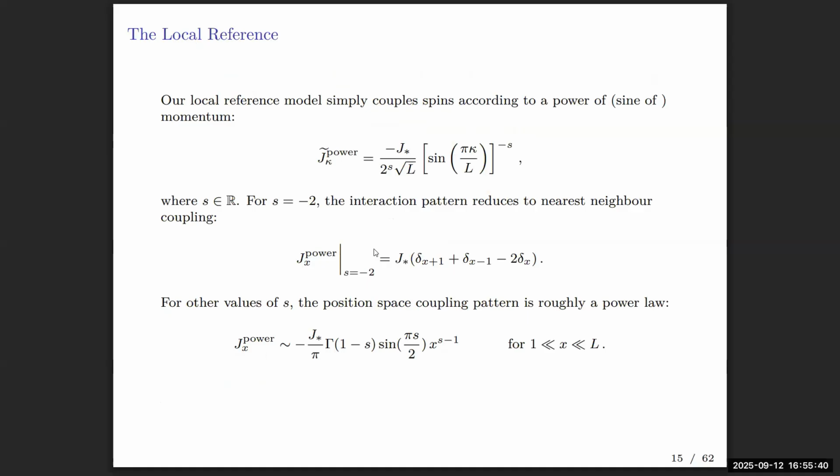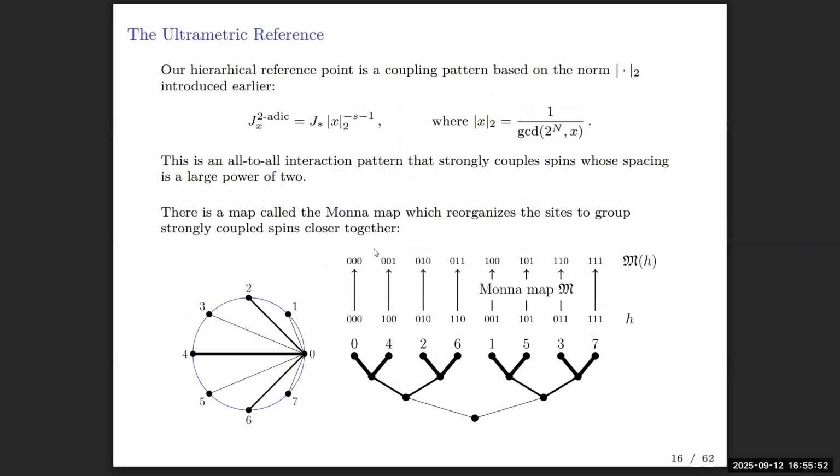And then as s becomes less and less negative and positive, you move into a more long range area. So roughly this is a power law behavior. This is the local reference point. Now here comes the hierarchical reference point.